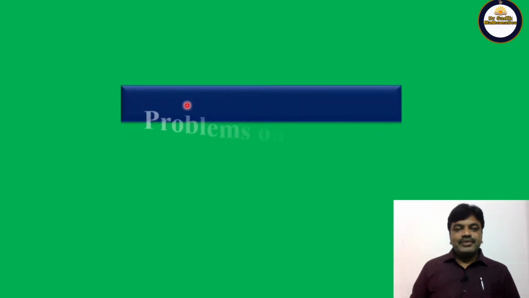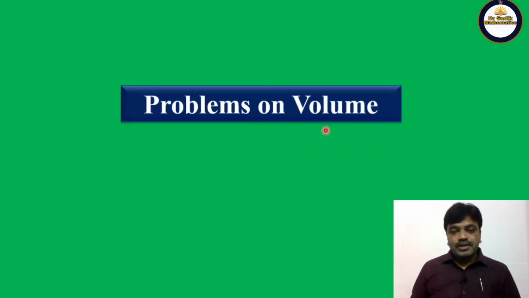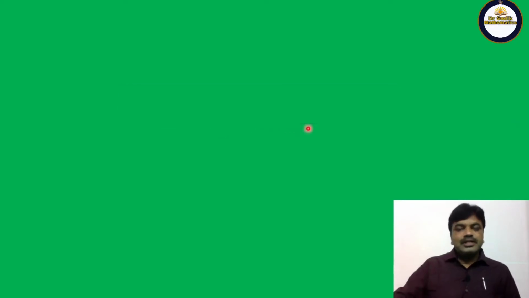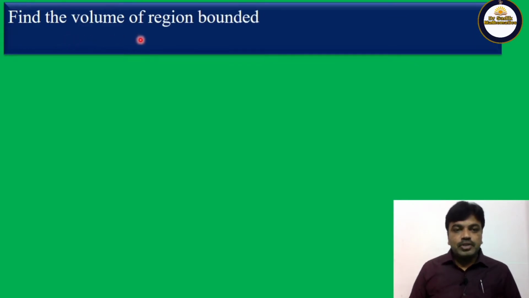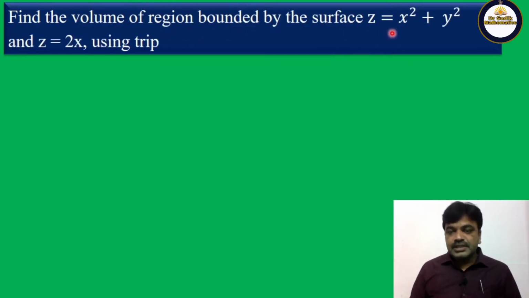Today we discuss problems on volume. Let us see the problem. Find the volume of the region bounded by the surfaces z equals x square plus y square and z equals 2x using triple integral.